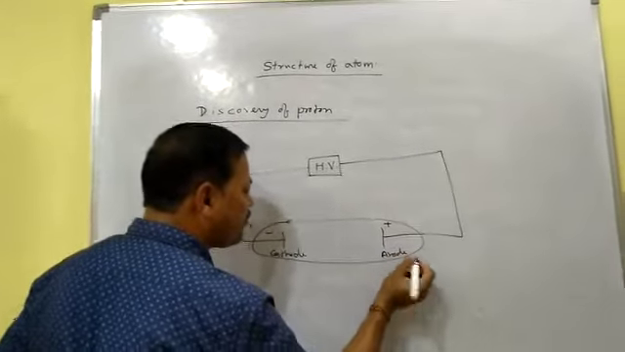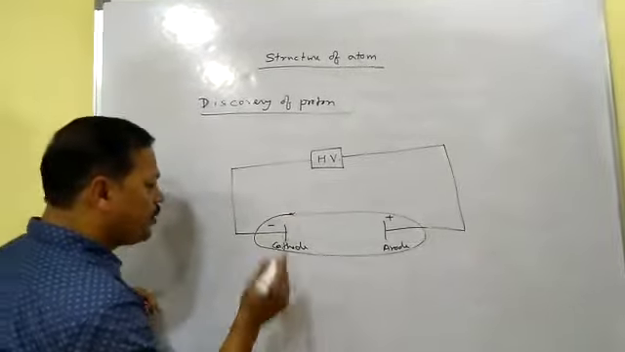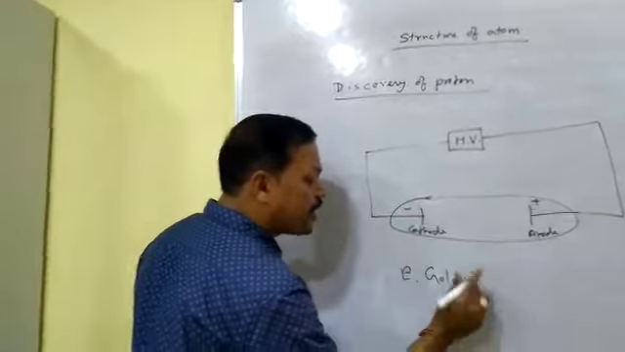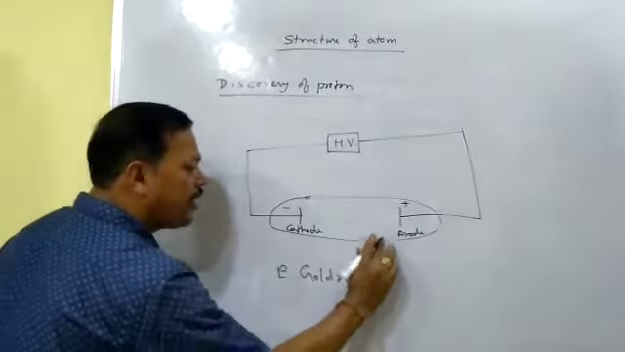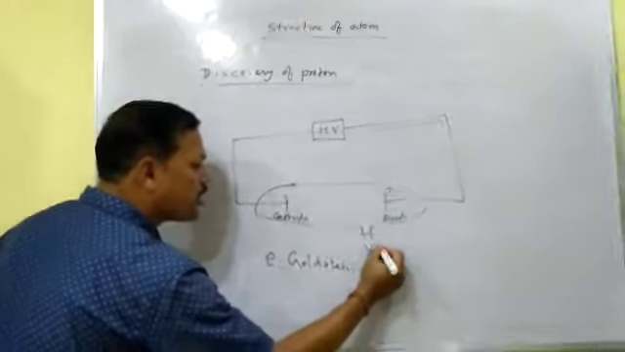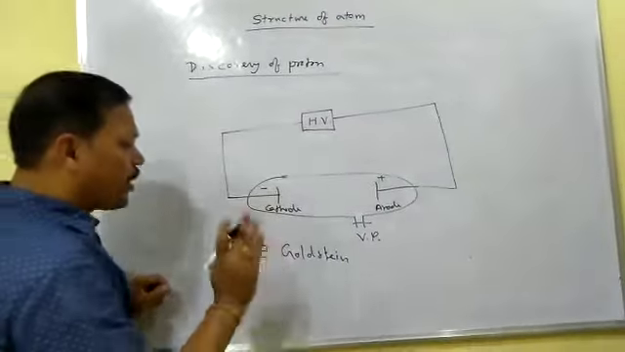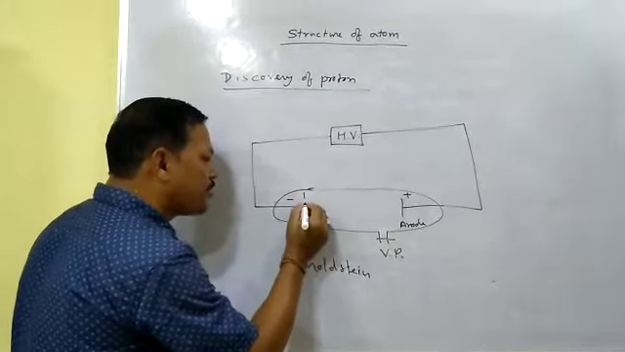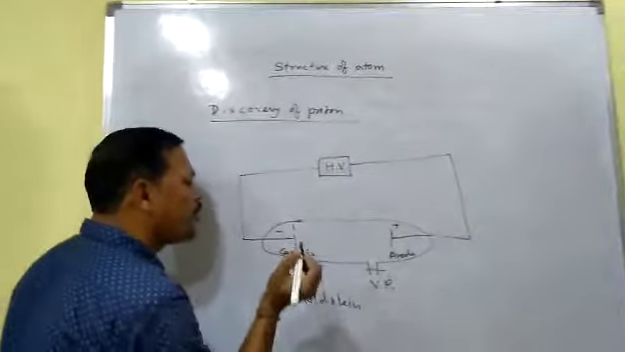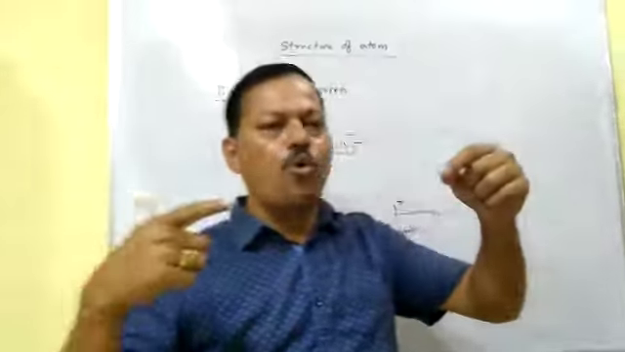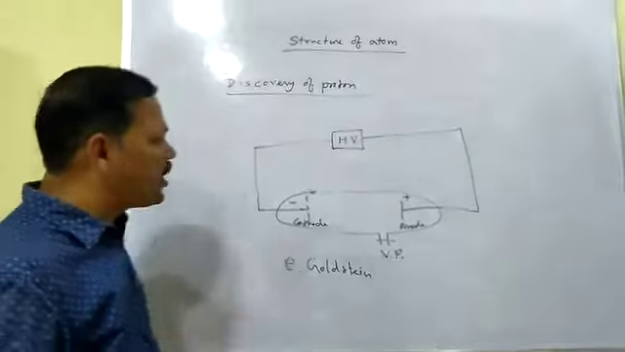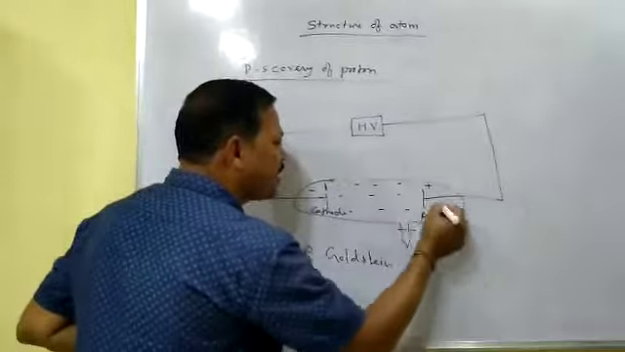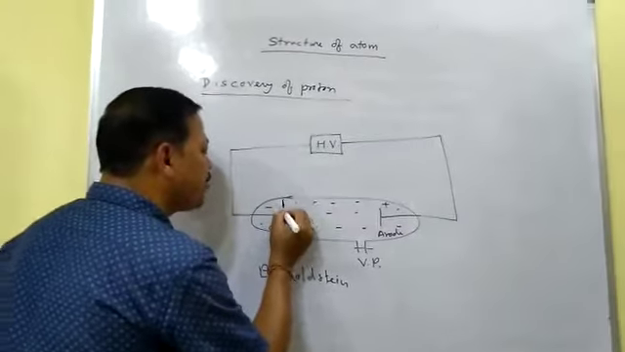In this experiment, the name of the scientist was E. Goldstein. He carried out this experiment, and he used the vacuum pump also. This is the vacuum pump. But what did Goldstein do? Goldstein used a perforated cathode like this. Perforated cathode means some holes are present inside the cathode. He used a perforated cathode, and he took a gas inside the discharge tube.